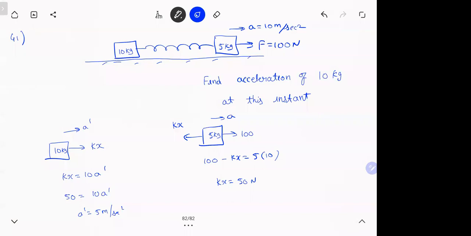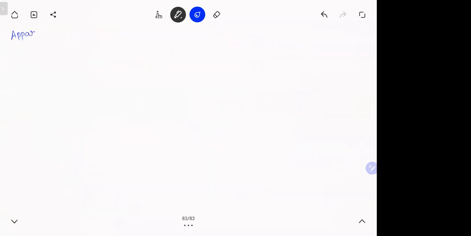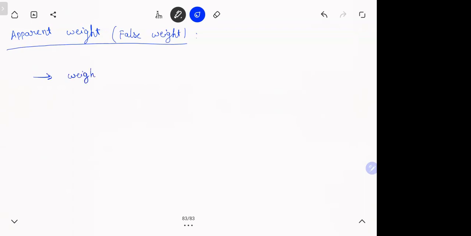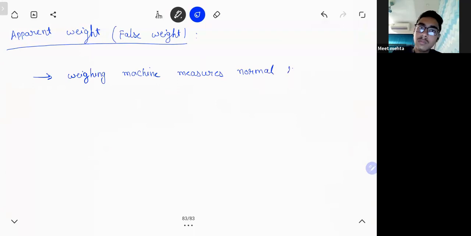Let's see. Wait. So what do you mean by apparent weight? False weight. It's not real. It just gives you a sensation like that. So first of all, how do we define weight in the first place? For example, if you talk about a weighing machine, what does a weighing machine measure? Anyone? What do you think weighing machine measures? It measures normal reaction. It does not measure your weight.